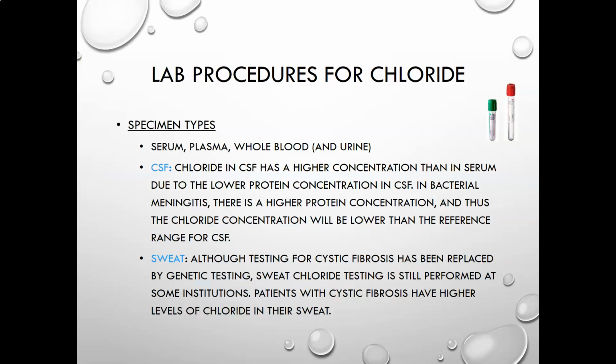So the lab procedures for chlorides, your specimen types are serum, plasma, and whole blood, and also urine. Although it's less commonly measured on urine, it can be done. We can also do spinal fluid. So chloride in spinal fluid has a higher concentration than in serum, and is due to the lower protein concentration in spinal fluid. In bacterial meningitis, there's a higher protein concentration in spinal fluid, and thus the chloride concentration will be lower than the reference range for CSF. It is, however, not commonly measured in spinal fluid.